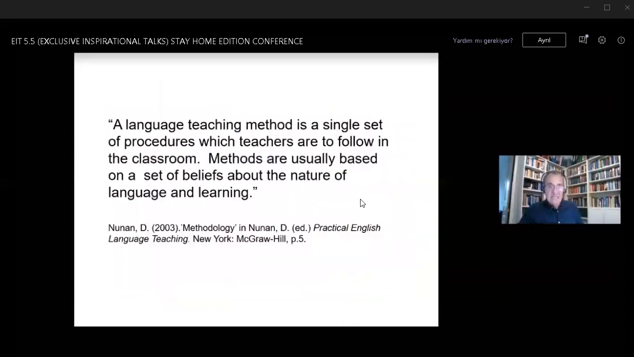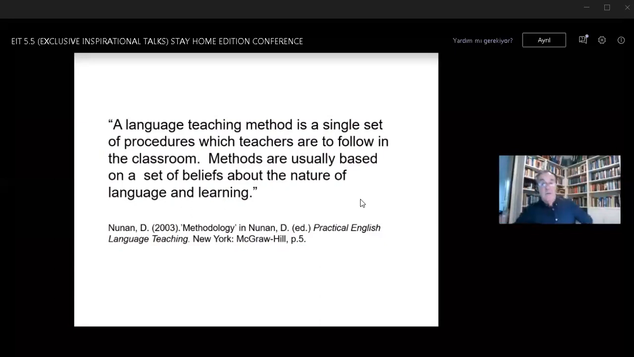And here's as good a definition as any, which comes from David Nunan. And he says simply that a method is a single set of procedures which teachers are to follow in the classroom, a single set of procedures. And the operative word there is single, and the other operative word is follow. The teachers follow this. They are obliged to adopt the procedures that the method is promoting.